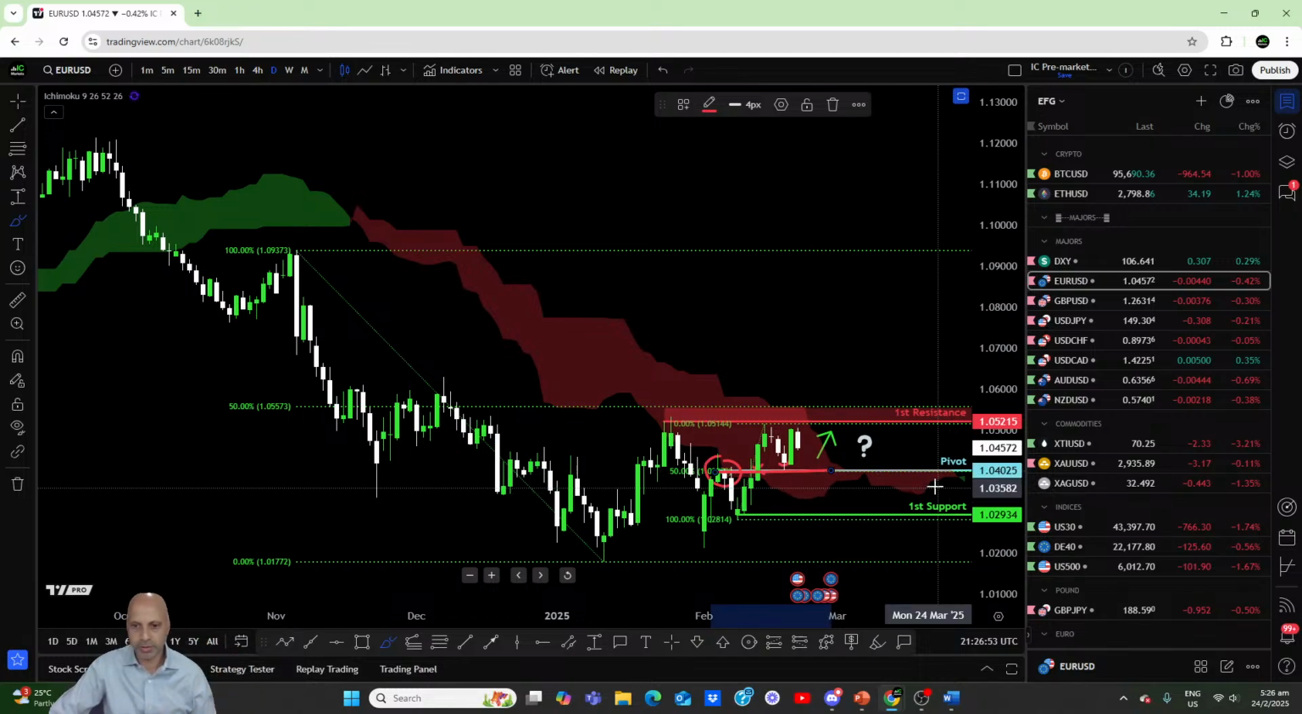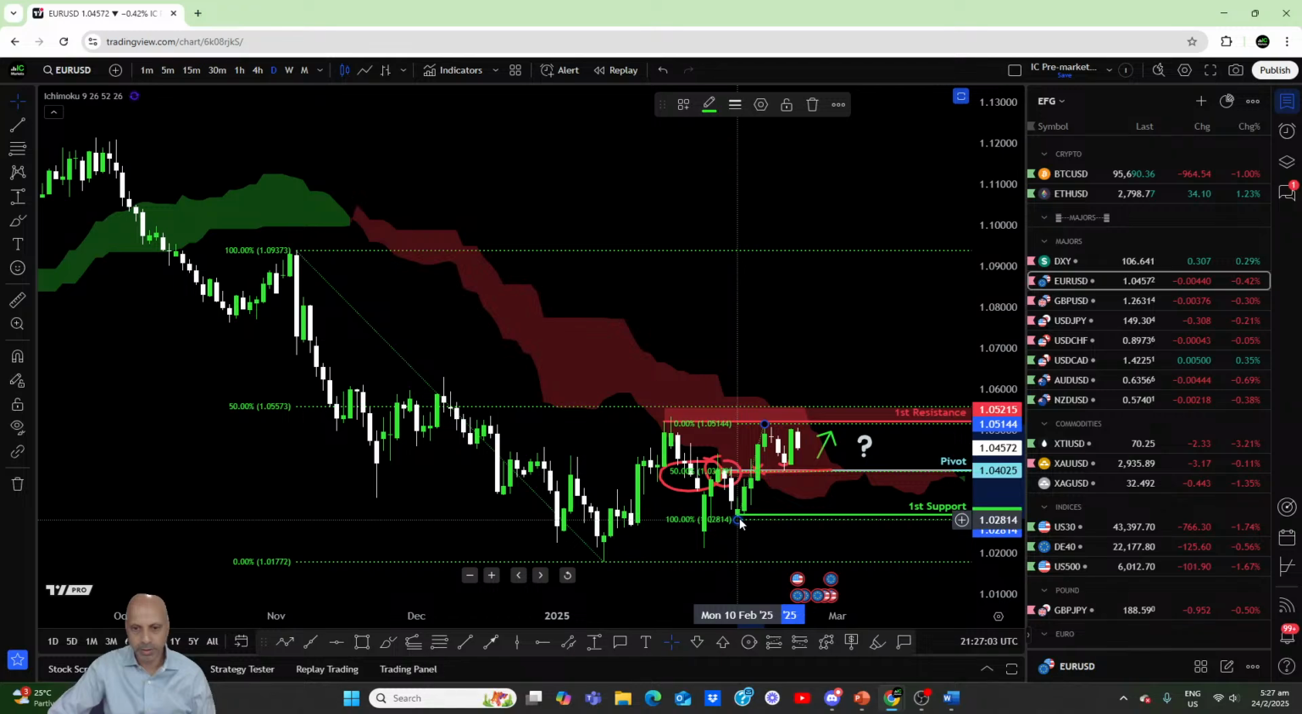So 1.0402 is an overlap support that's also accompanied by 50% Fibonacci retracement. We found this retracement level starting from this swing low here on 10th of February, going up to this high on the 14th, and we can see that the 50% retracement aligns very well with the overlap support, which is the pivot. And beyond the pivot, the next support is a nice swing low that was formed on the 10th, and that's at 1.0293. That's where we've identified the first support.